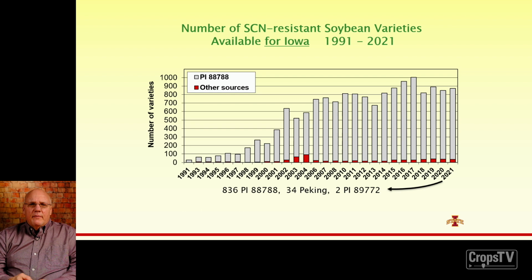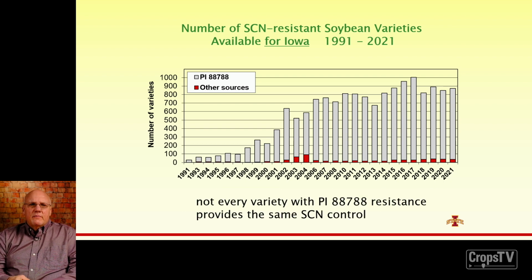I mentioned that we updated the 2021 list, and in that there were 872 varieties total. Of those, 836 had PI88788. 34 had the second most common source of resistance called Peking, and then there were 2 varieties available that had resistance from PI89772.